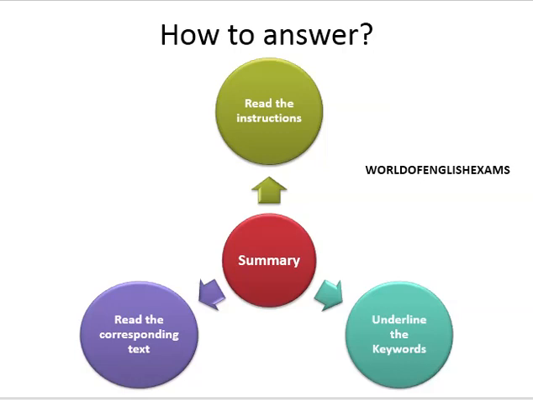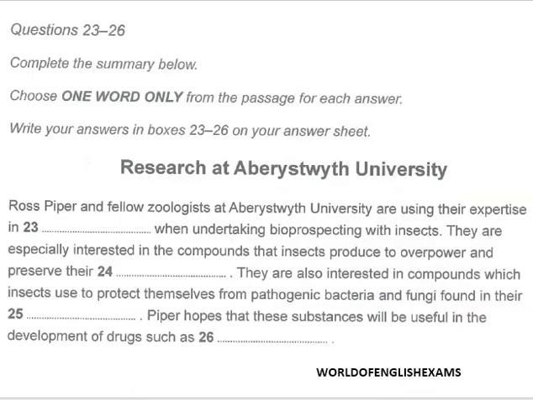The second one is to underline the keyword. So you have to mark the keywords and then read the corresponding text to find the right answer. Very easy and very simple. But remember, the answer has to be written in one word only.